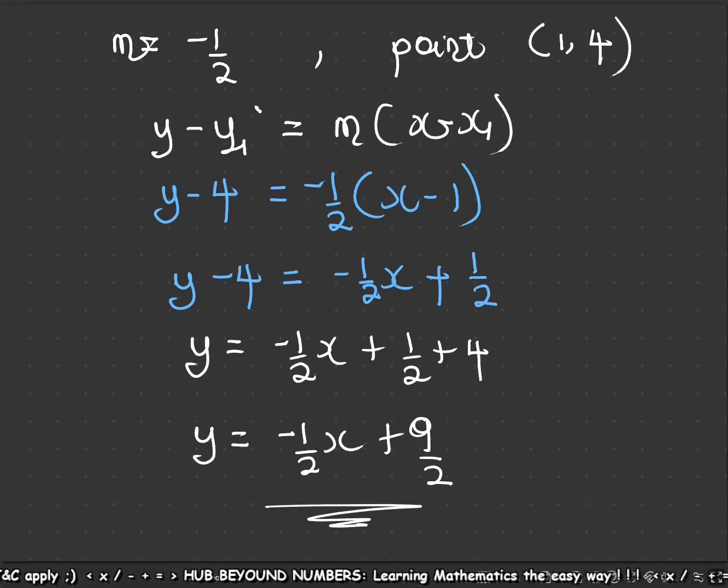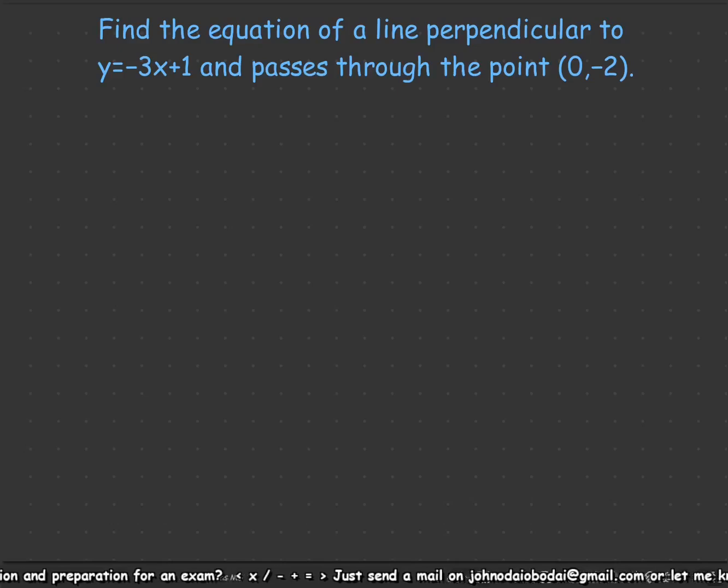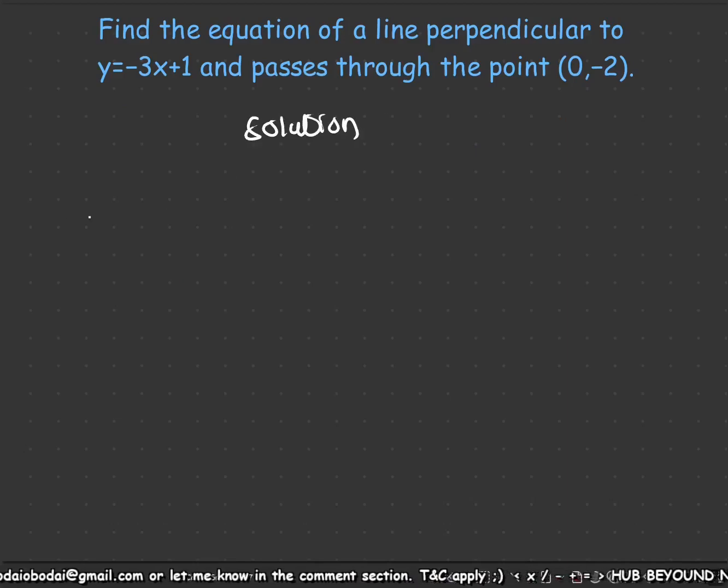Let's take one last example, and then maybe if you do not understand, you would get it better. So for this second question here, it says you have to find the equation of the line that is perpendicular to this here, and it passes through this point over here. Let's look at how we can go about it. So our solution. Now, the equation of the line we've been given is what?